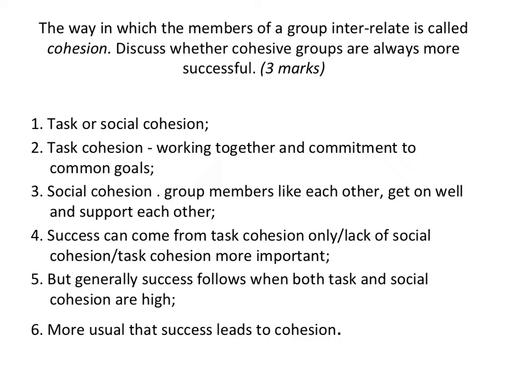So just a last question to kind of bring this all together. So this is a discuss question. You can see a cohesive group is always more successful. So it links in the factors around task and social. You can see how we get a definition for task and a definition for social. And the fact that success can come from task cohesion only, but task cohesion is more important. But generally, it's more success when we get both together.